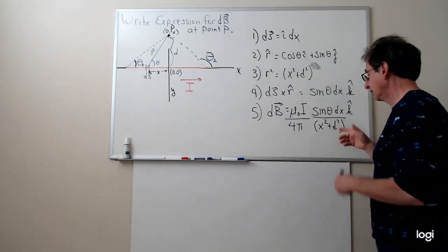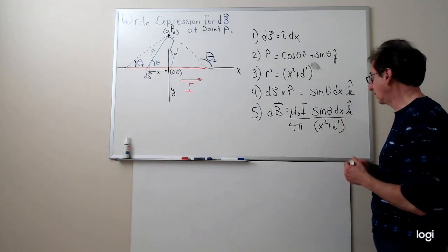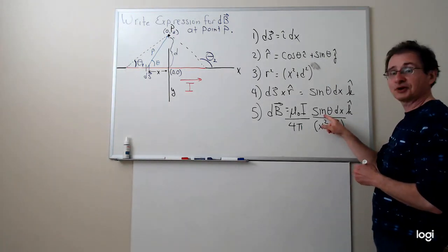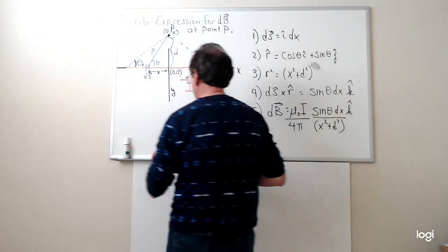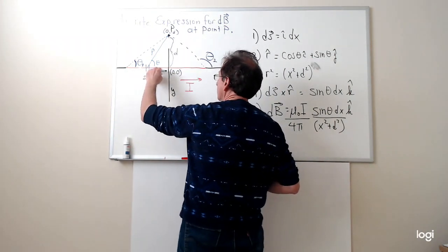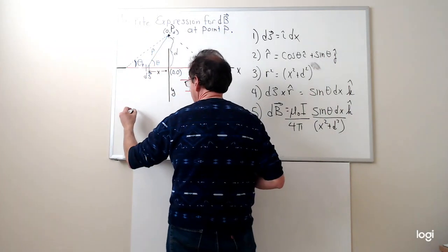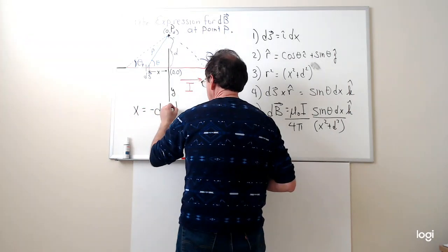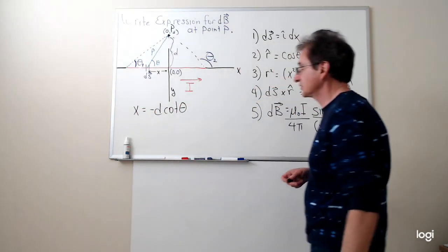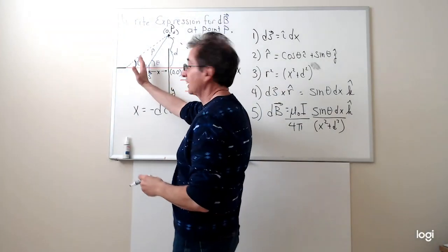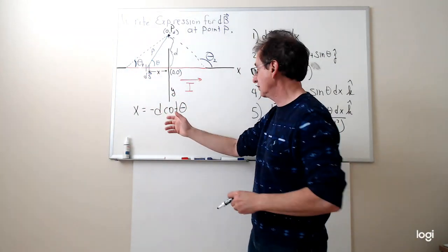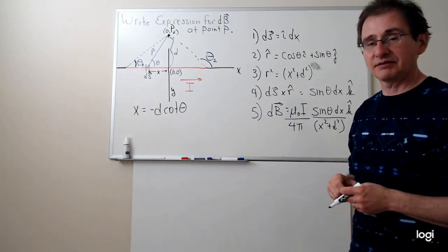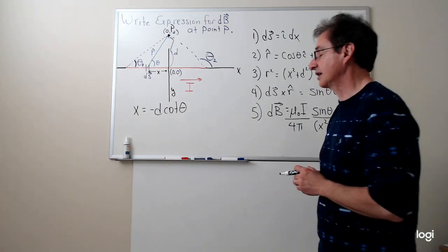Now to allow me to do the integral, I'm going to replace my x in terms of trigonometric functions. Because x here is d cotangent of theta, I'm going to say x is equal to minus d cotangent of theta. Why is there a minus sign there? Because on this side of the axis, x is negative, although cotangent of theta will be positive. So I have to make sure that x is negative.